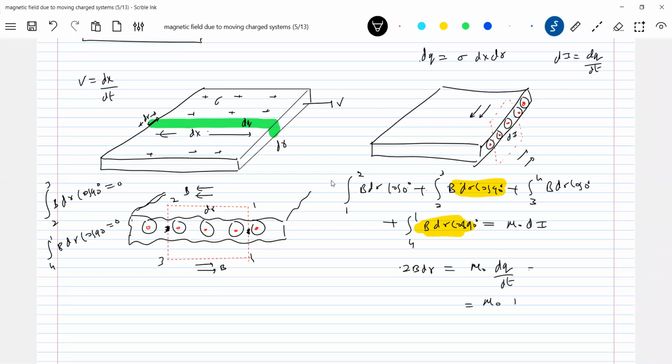Further, dq by dt, what can you write it as? What is dq? Sigma dx dr by dt. Sigma, okay, dx by dt we can write as v. So this is dr. So finally, B is equal to mu naught sigma v by 2.